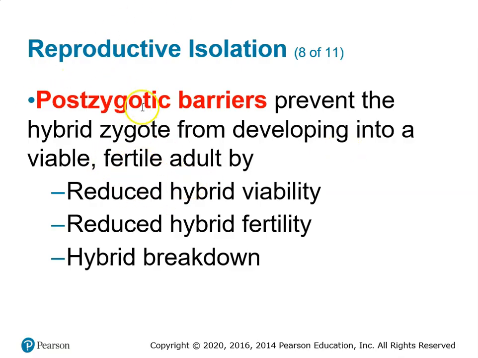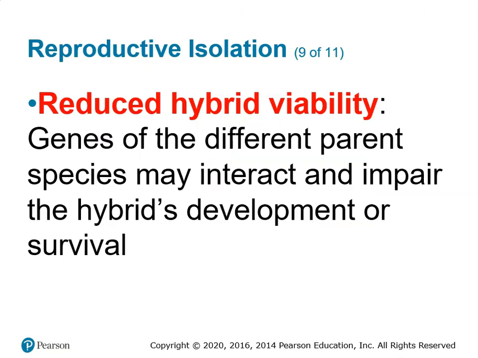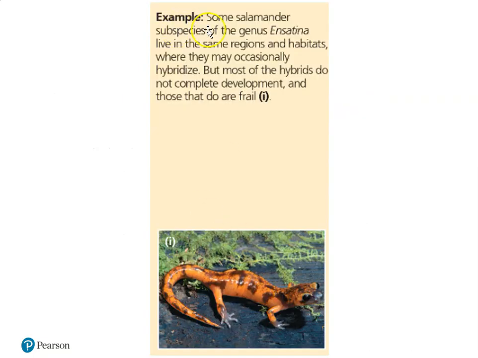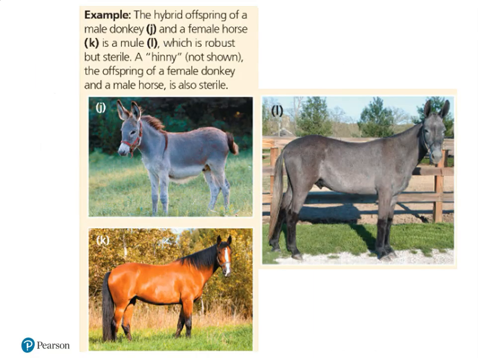Postzygotic barriers prevent hybrid zygotes from developing into viable, fertile offspring. So a zygote's made, but the hybrid breaks down. Okay, so reduced hybrid viability means the hybrid's chances of survival are low. You can see some salamander subspecies may occasionally hybridize, but they don't completely develop, and those that do are frail. This guy is just very, very frail and sick.